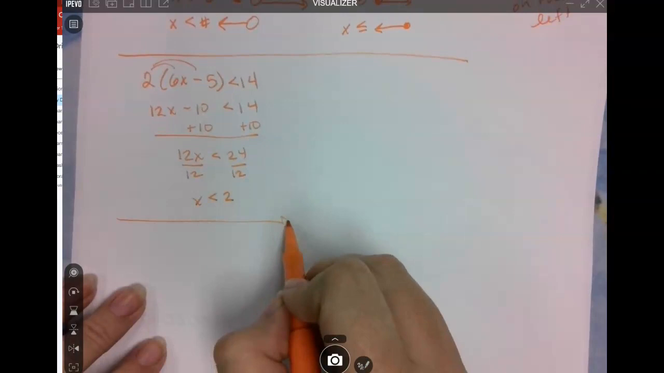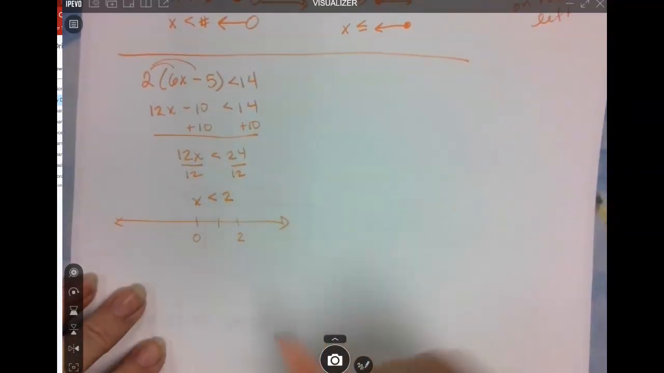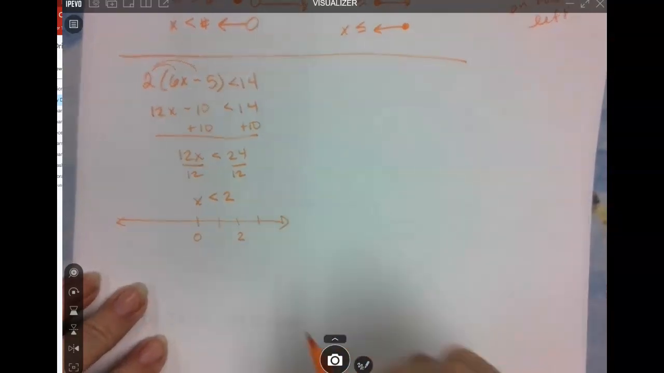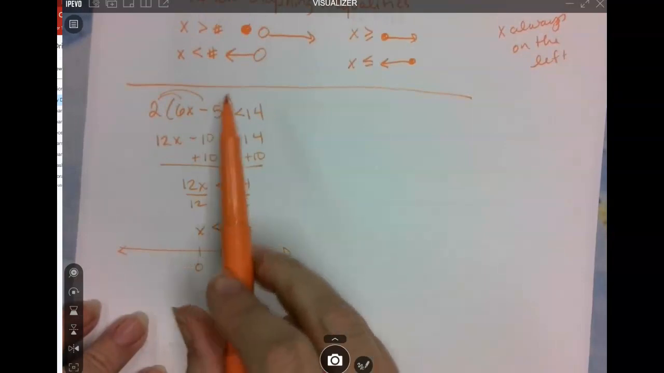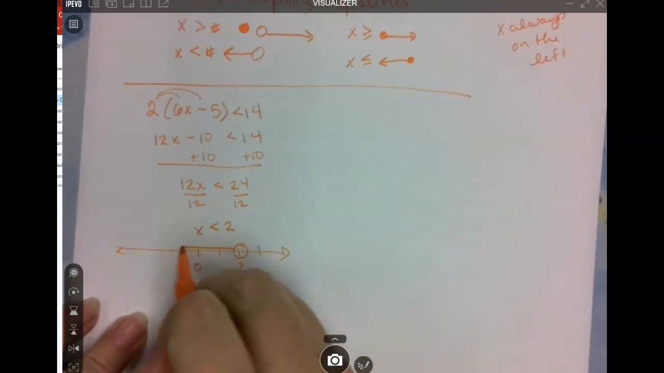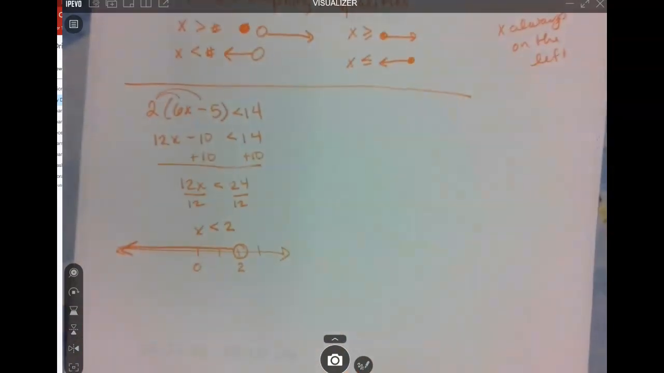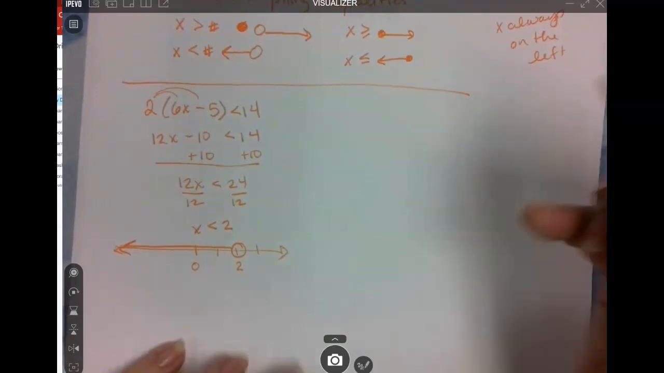Then we're going to graph it on a number line. And you just put in 0, 1, 2, like this. I don't really require you to do a whole lot with this. And then what we know is if it's less than, it's going to be an open circle like this one at 2, and it's going to be all the numbers going this way. If it makes you happy to use a different color for this part, you could totally use a different color here. So let's do another one.